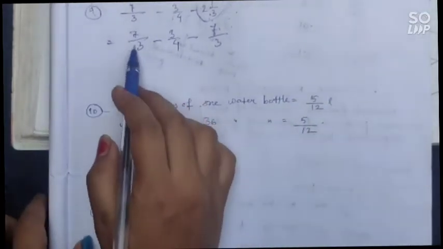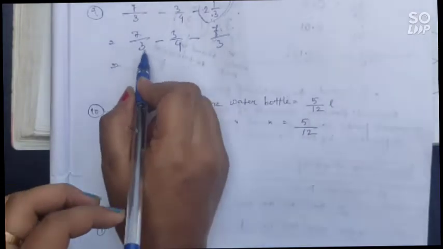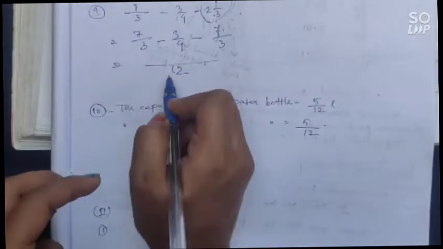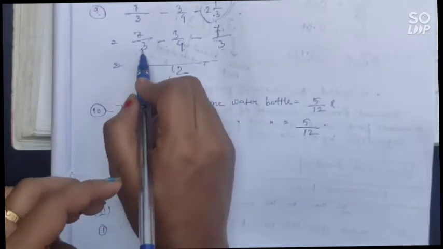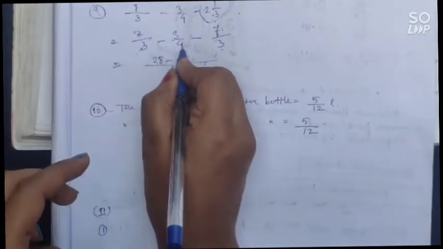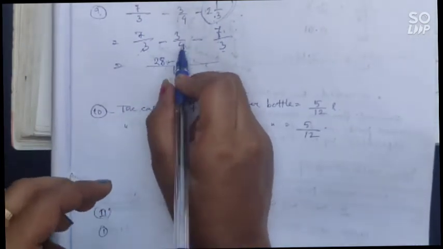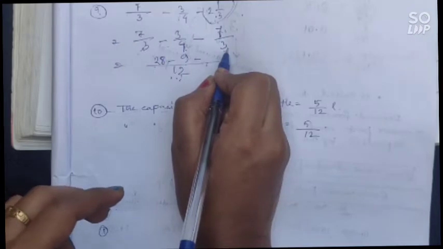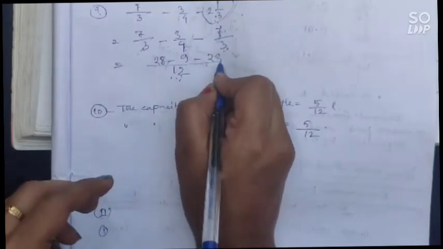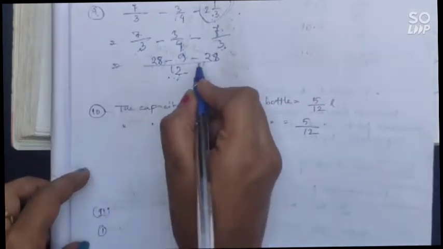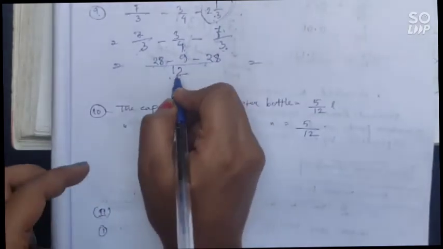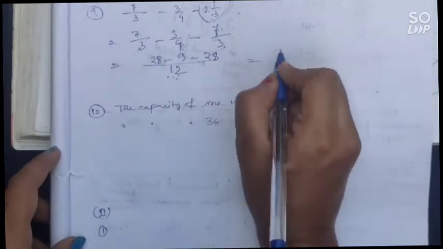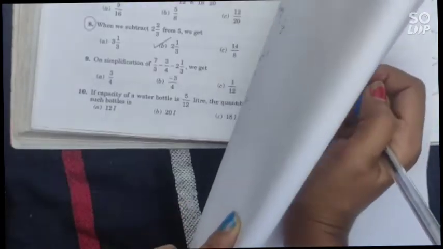Okay, so these are the unlike fractions. So you have to find the LCM. The LCM of 3, 4 and 3 is 12. Now you have to divide the LCM by the denominator, that is 12 divided by 3 gives 4, 4 7s are 28. Next, 12 divided by 4 gives 3, 3 multiplied by 3 gives 9. 12 divided by 3 is 4, 4 multiplied by this will be 28. Okay, 28 minus 28. This will be 0. 0 minus 9, minus 9 upon 12.